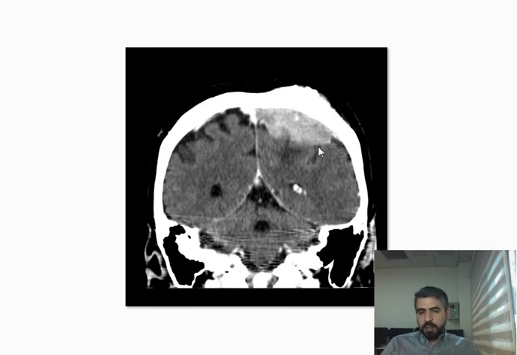This is not a tumor causing invasion of the bone. This is not a bone tumor. It is a meningioma with associated hyperostosis of the adjacent calvarium.